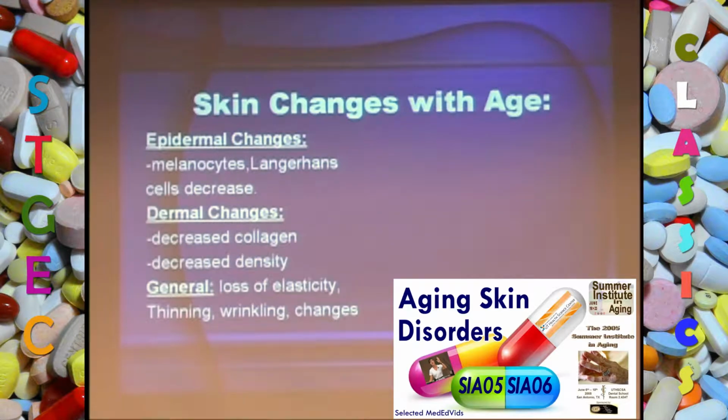The Langerhans cells, which are responsible for delayed hypersensitivity reactions, decrease. We see that within the dermis itself, over the age of 65, there's an annual 1% decrease in the amount of collagen. And collagen, as you know, is very important because it provides the framework for our tissues and provides tensile strength. And as the collagen decreases, we see that then the skin becomes more lax and we're more prone to decreased elasticity and wrinkling. So we also see that the skin density decreases as well.